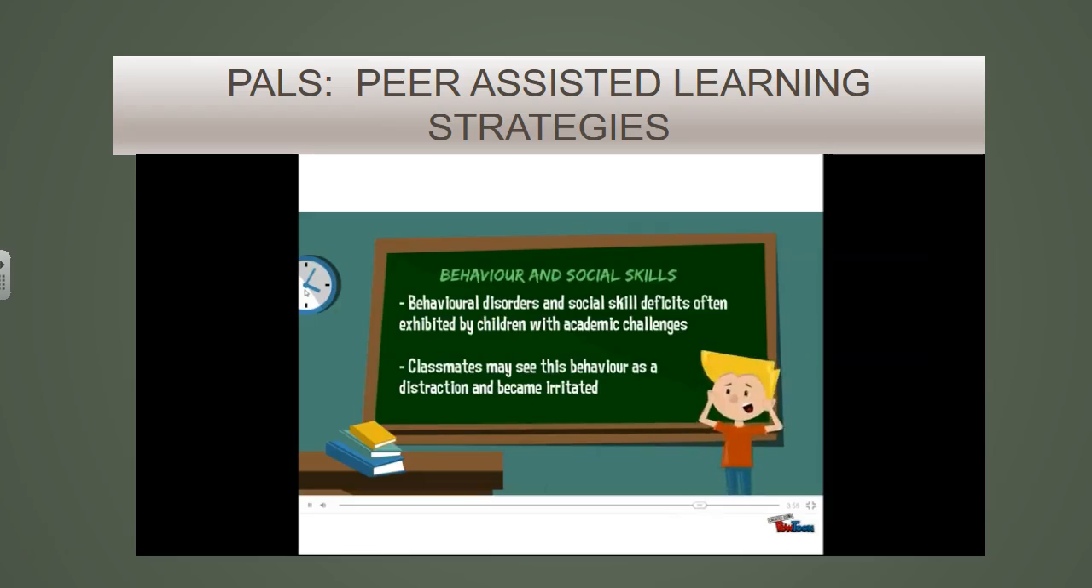Billy has also exhibited behavioral disorders and social skill deficits. He was constantly acting out in class in an attempt to mask his so-called academic inadequacies because he feared that other students would realize that he lacked the ability to read. His classmates often felt as though he was a distraction and became easily irritated with him.